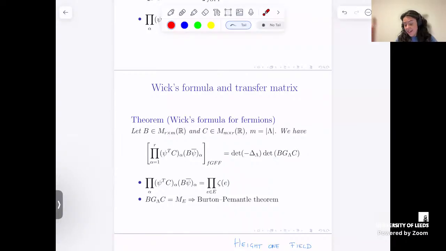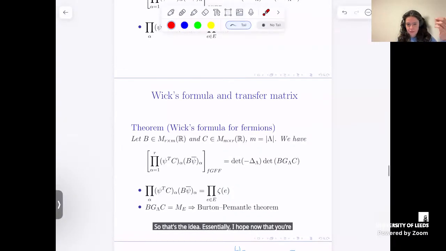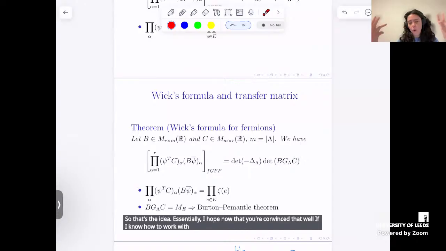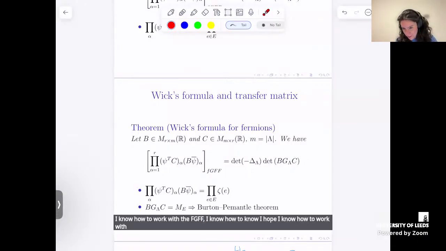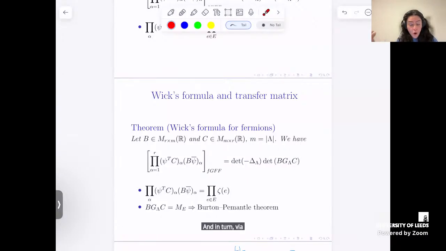So that's the idea. Essentially, I hope now that you're convinced that if I know how to work with the FGFF, I know how to work with the spanning tree. And in turn, via the burning bijection, I hope I can work with the ASM.